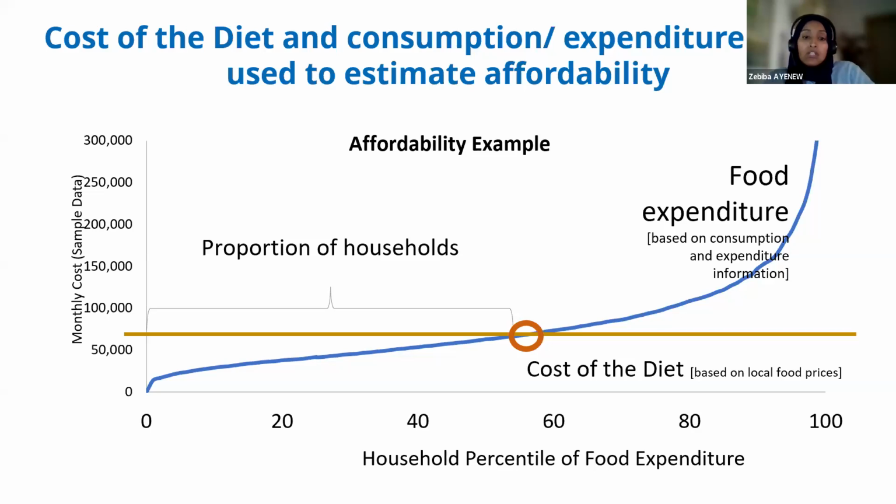So this is really useful information to be used in targeting more vulnerable population groups with programming, and also in understanding the depth of non-affordability of nutritious diets. Next slide, please.